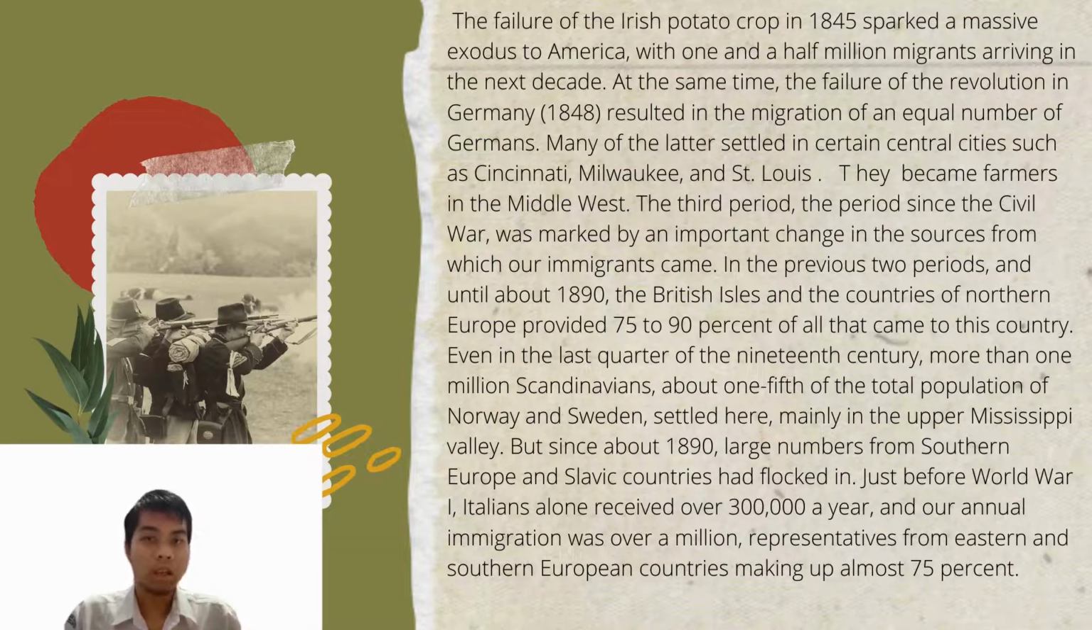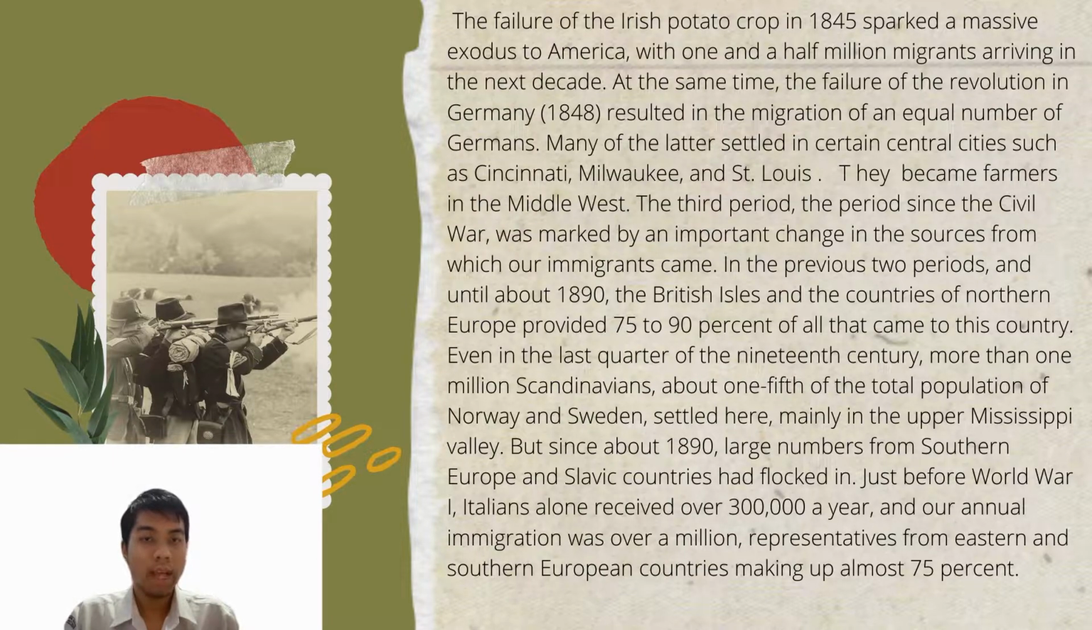The third period, the period since the Civil War, was marked by an important change in the sources from which our immigrants came. In the previous two periods, and until about 1890, the British Isles and the countries of Northern Europe provided 75 to 90% of all that came to this country. Even in the last quarter of the 19th century, more than 1 million Scandinavians, about 1/5 of the total population of Norway and Sweden, settled here, mainly in the upper Mississippi Valley.